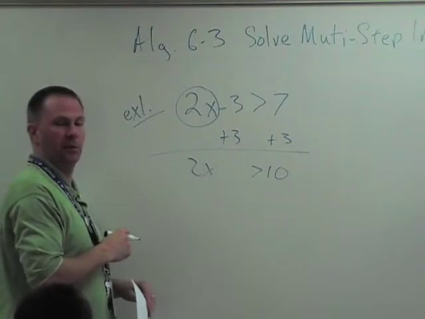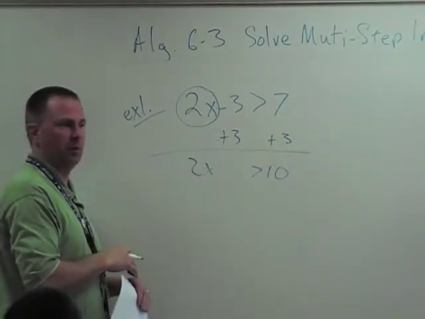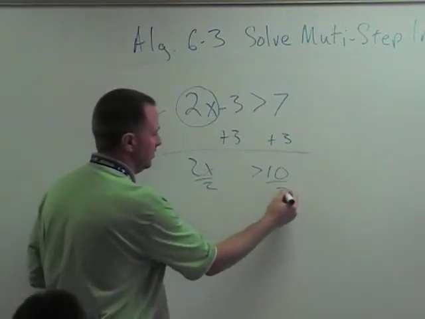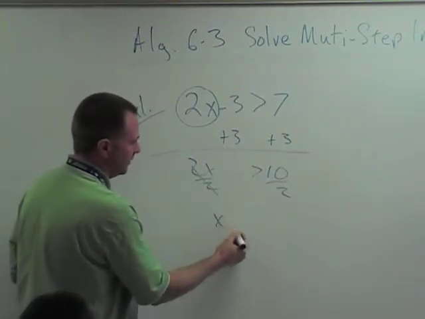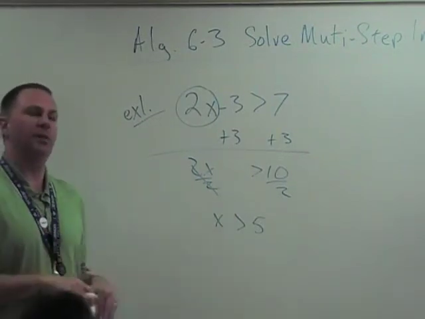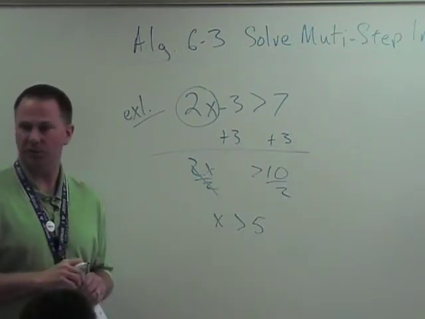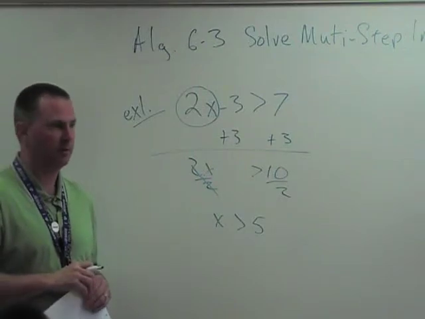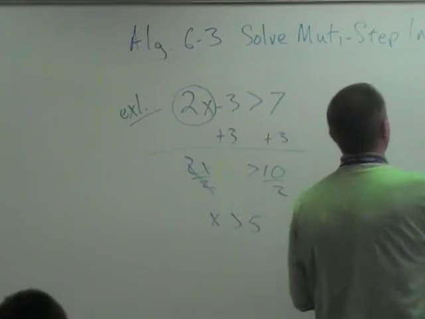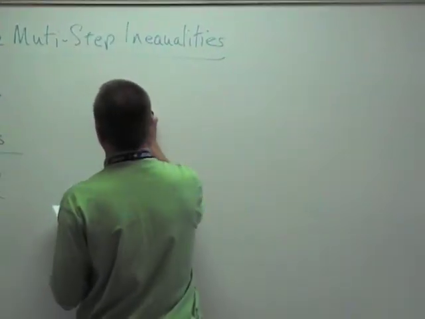Make the coefficient a positive 1 by either multiplying by the reciprocal or dividing by the coefficient. So if I divide off the 2, that's 1x greater than 5. Nothing's different about this than the previous chapters of solving equations, correct? Everybody understands this? All right, so let's look at example 2.